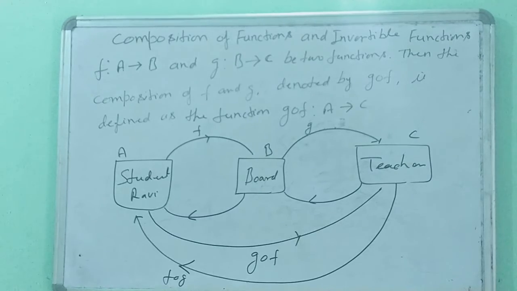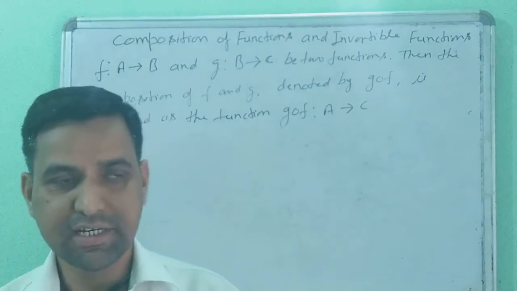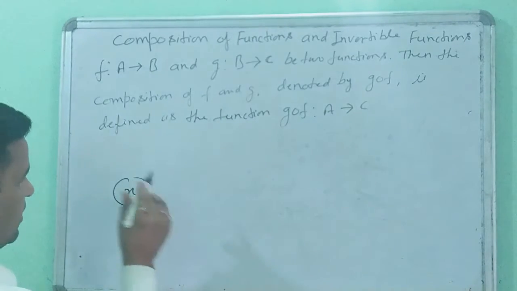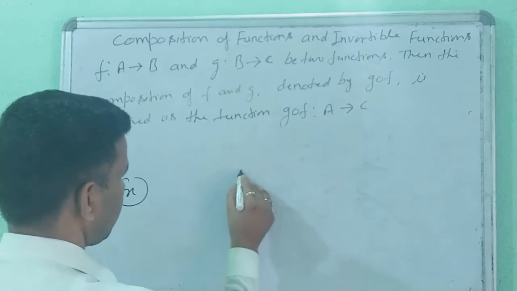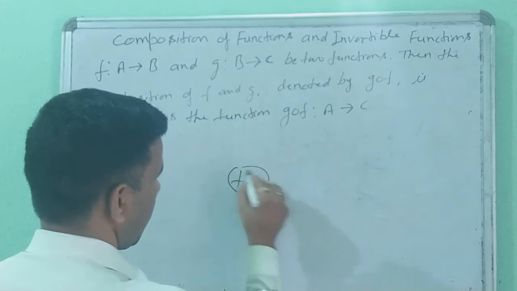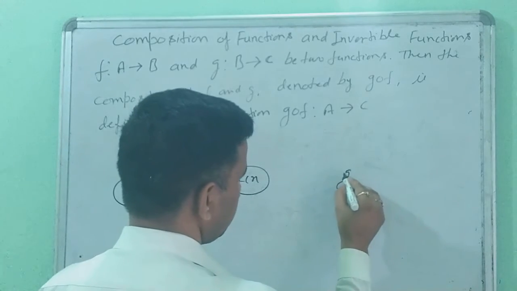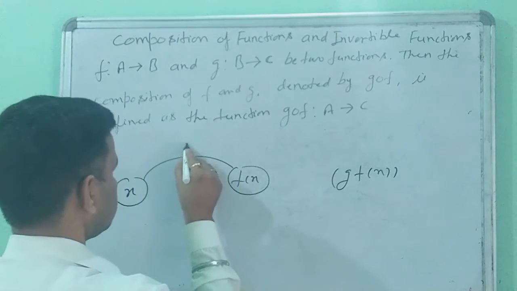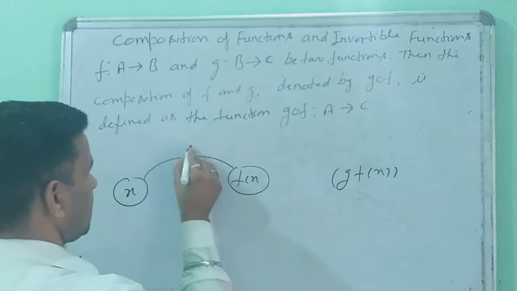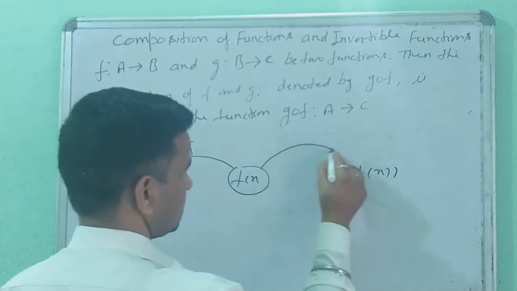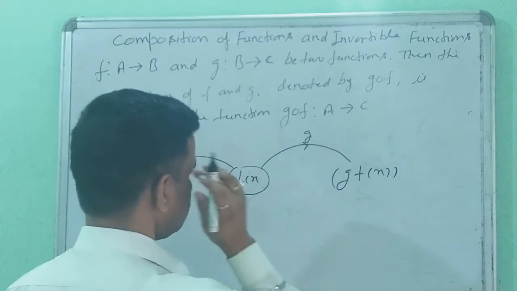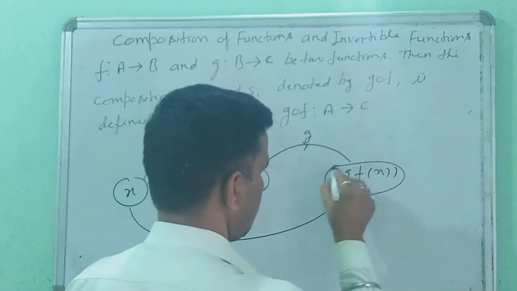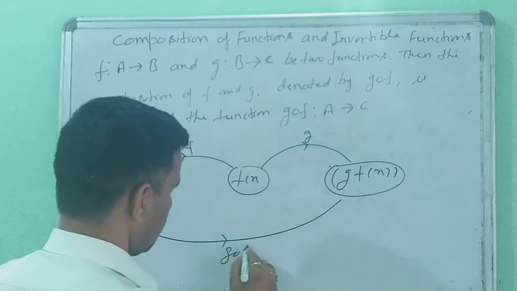Yes students, second example. Suppose there are two functions, suppose this is x, the second is f(x), and the third is g(f(x)). This relation is f, and this relation is function g. The direct relation of this one is also called gof.